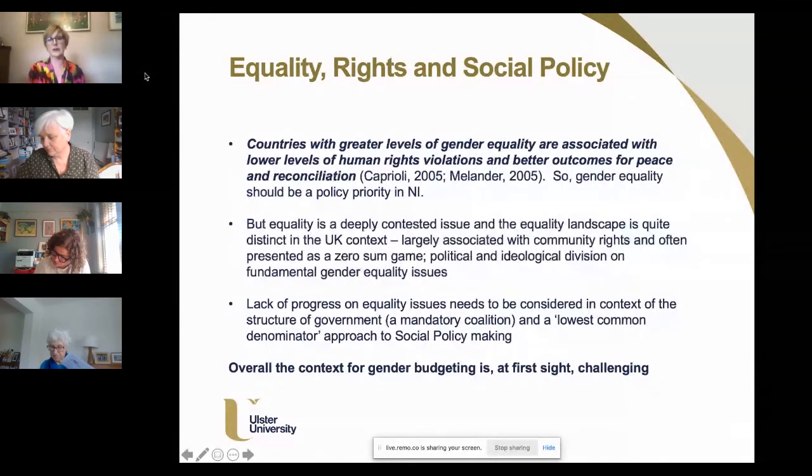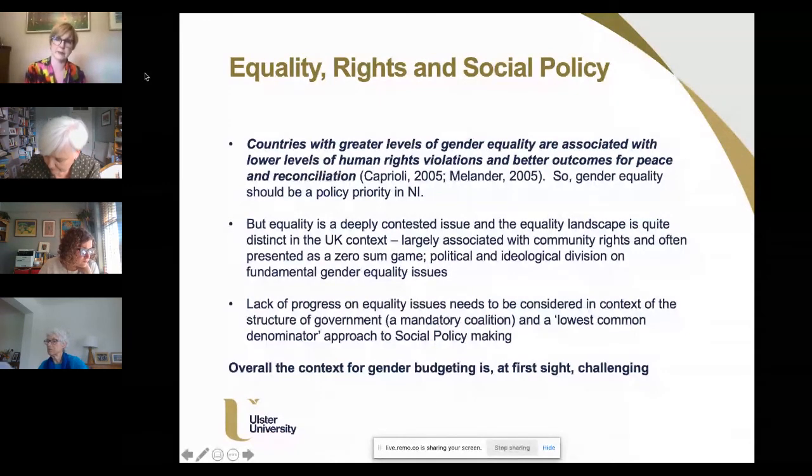There are strong political and ideological divisions on fundamental gender equality issues. I think that's very visibly represented. People will know about the debates around reproductive rights and the resistance to policy change. But that's just one example. There are many, many other examples of resistance to progress on gender equality.